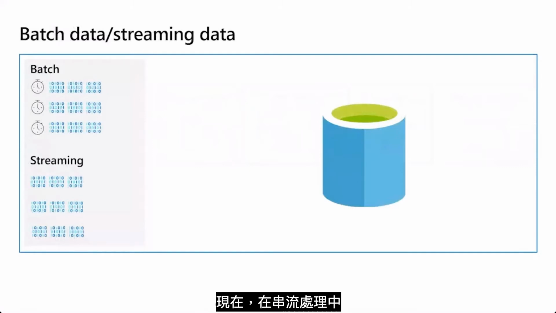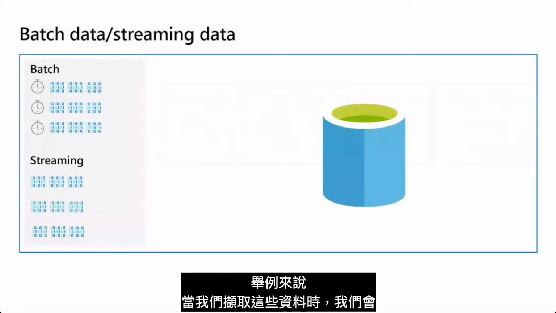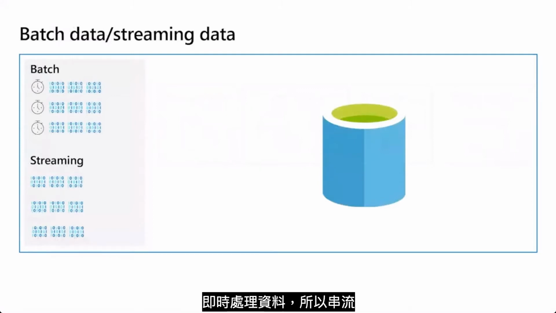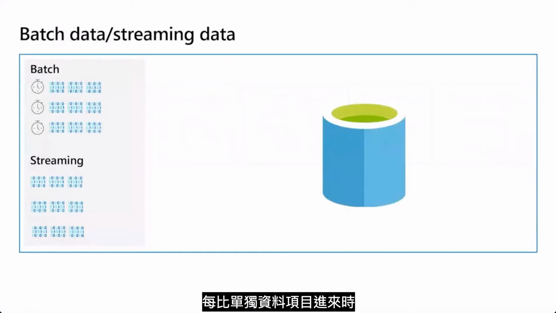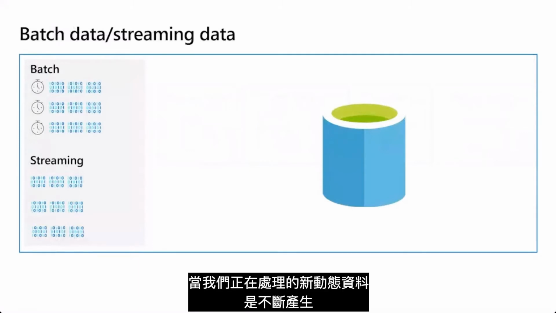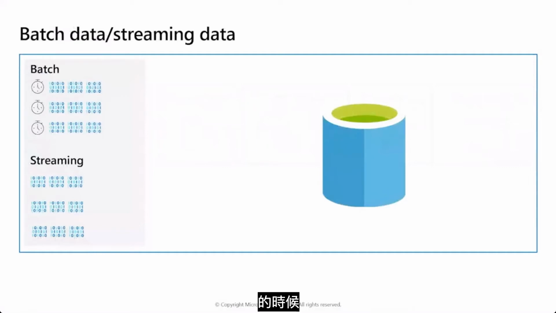Now, in stream processing, each new piece of data is processed as it arrives. So for example, as we ingest that data, we process it in real time. And so streaming handles data in real time. Unlike batch processing, there's no waiting until the next batch interval to then process that data, because we're actually processing each individual data item as it comes in. And so stream data processing is very, very useful for scenarios where we're dealing with new dynamic data that is being generated on a continuous basis.